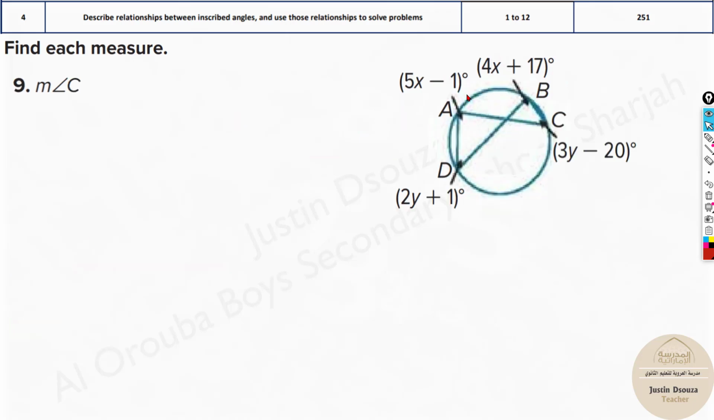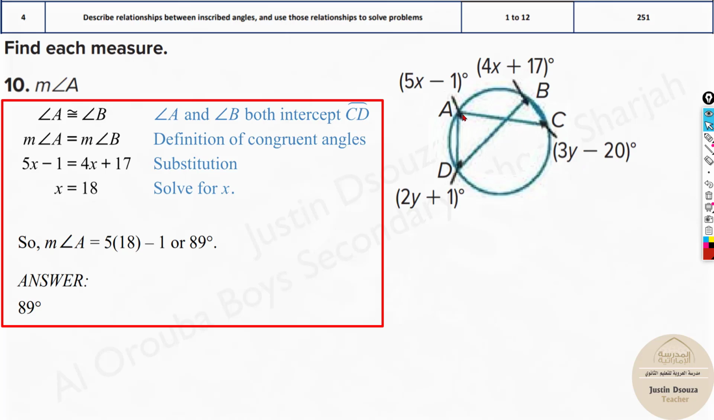Here we have a different figure, but the concept remains the same. Look which angle is inscribed. This angle is inscribed, and which is it equal to? Angle D, because D is also having the same ends. So then just equate it up and solve it up. Even with that, A and B are congruent to each other.